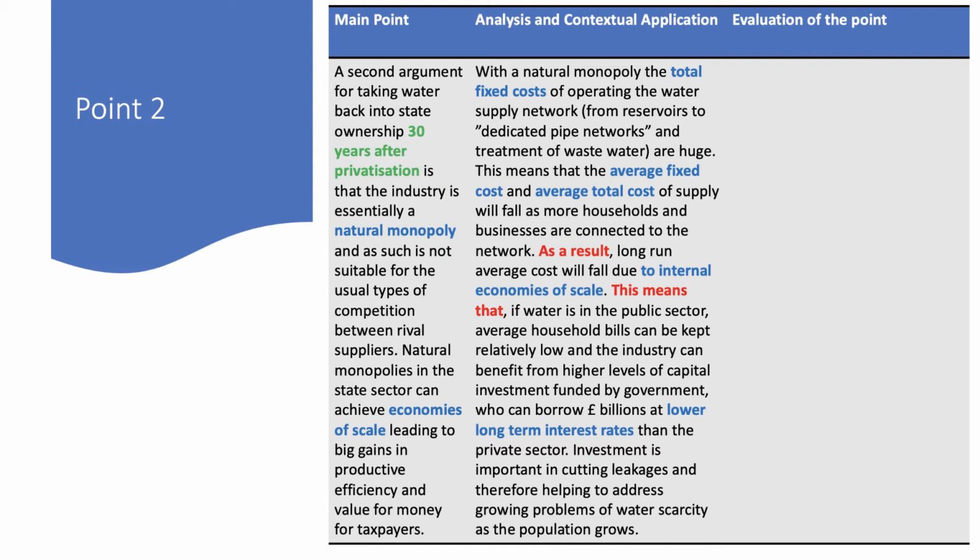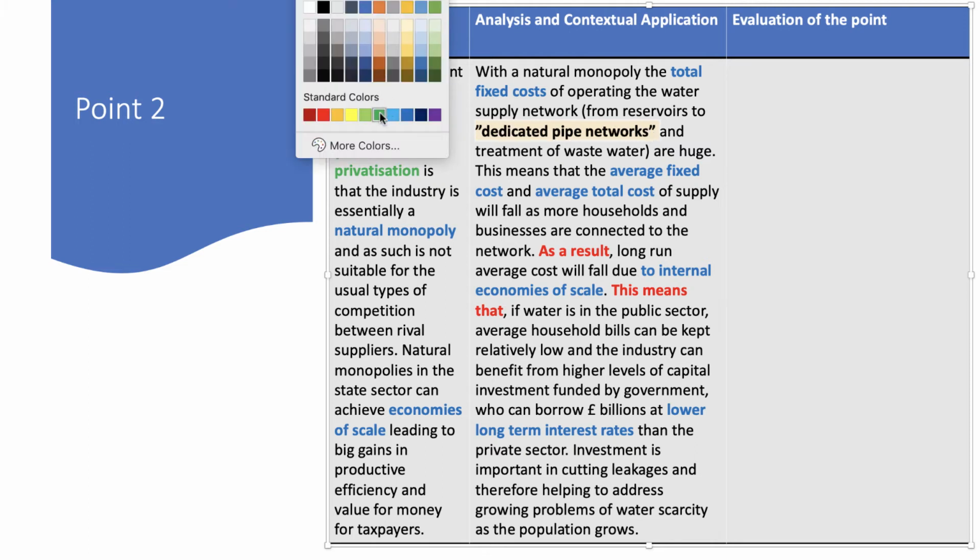Natural monopolies can achieve big-scale economies, productive efficiency, and therefore perhaps value for money for taxpayers. Build the argument with a natural monopoly, the fixed costs of operating the network. This, by the way, this little quote is application. I'm using an extract there, so I'll put that in green bold because I'm applying the extract.